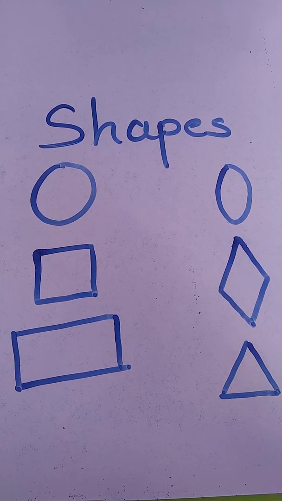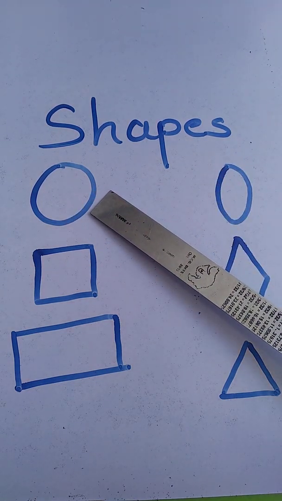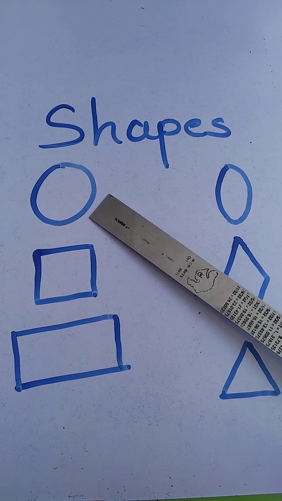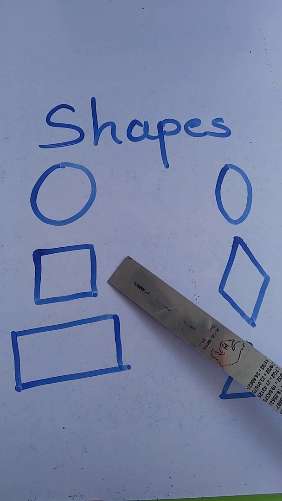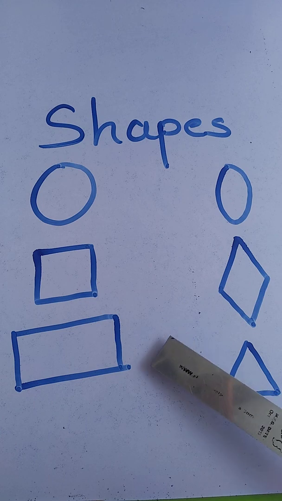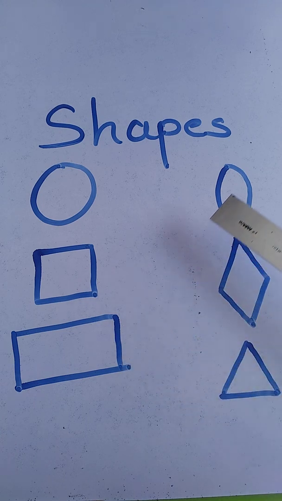Let's have a look at the shapes we have learnt. जो हमने shapes देखे उसको एक बार revise करते हैं. Tell which shape is this? Yes, it's a circle. Good. It's a square. It's a rectangle. It's an oval. It's a diamond. And it's a triangle.